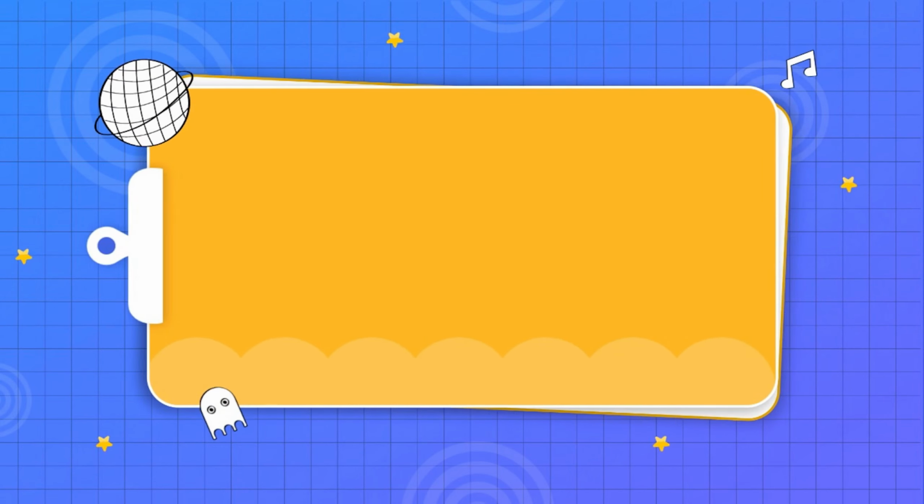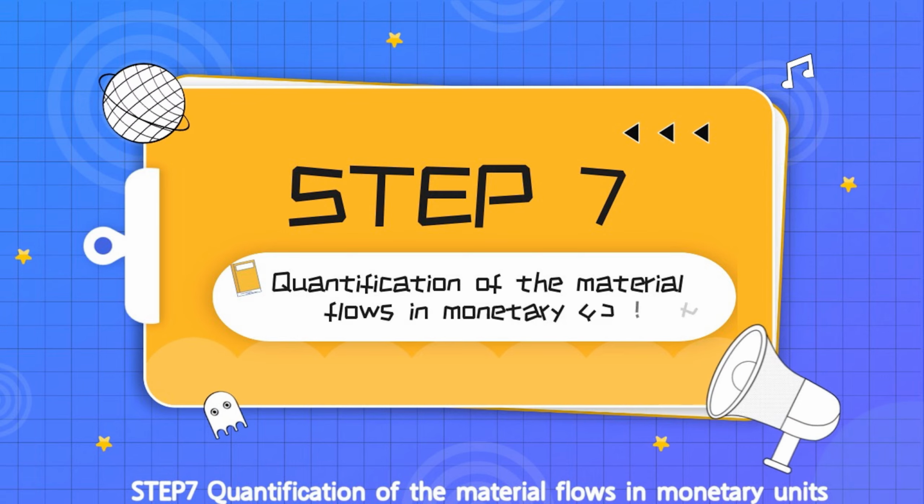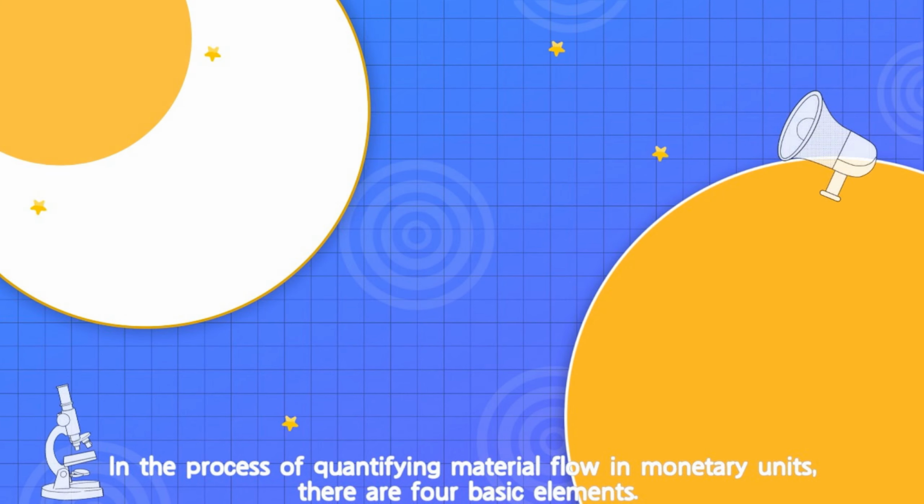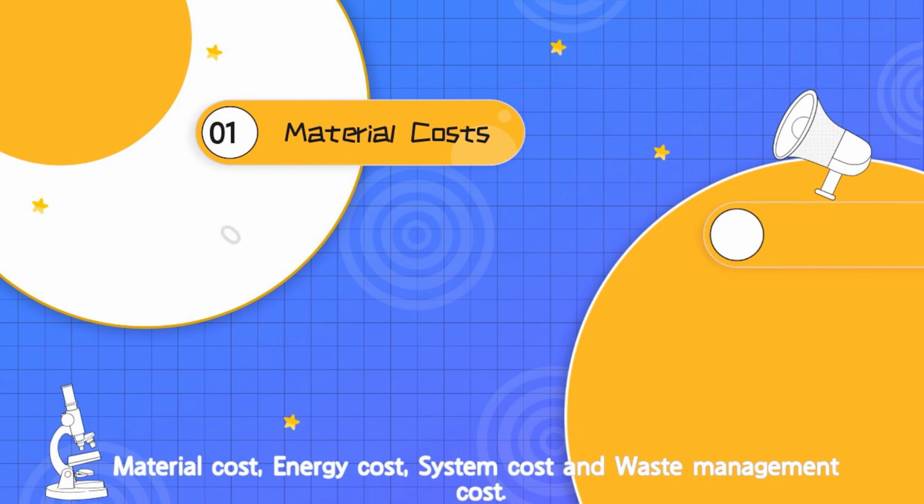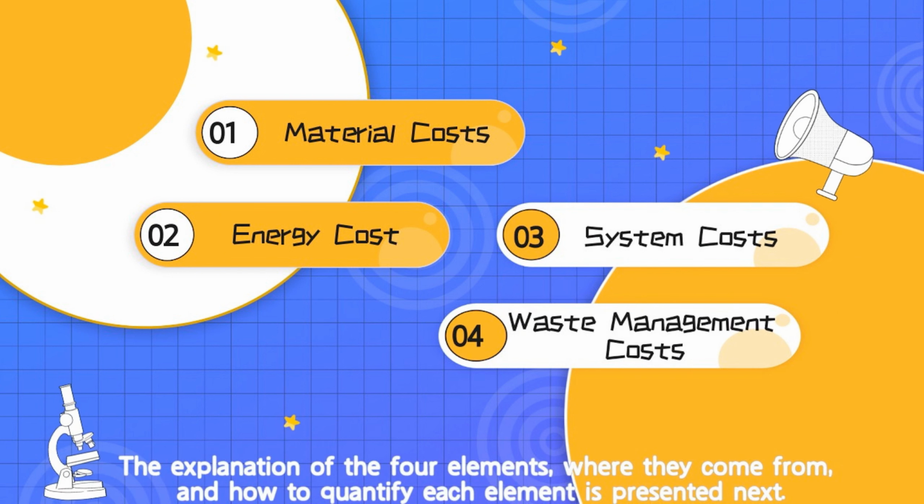Step 7. Quantification of the material flows in monetary units. In the process of quantifying material flow in monetary units, there are four basic elements: material cost, energy cost, system cost, and waste management cost. The explanation of the four elements, where they come from, and how to quantify each element is presented next.